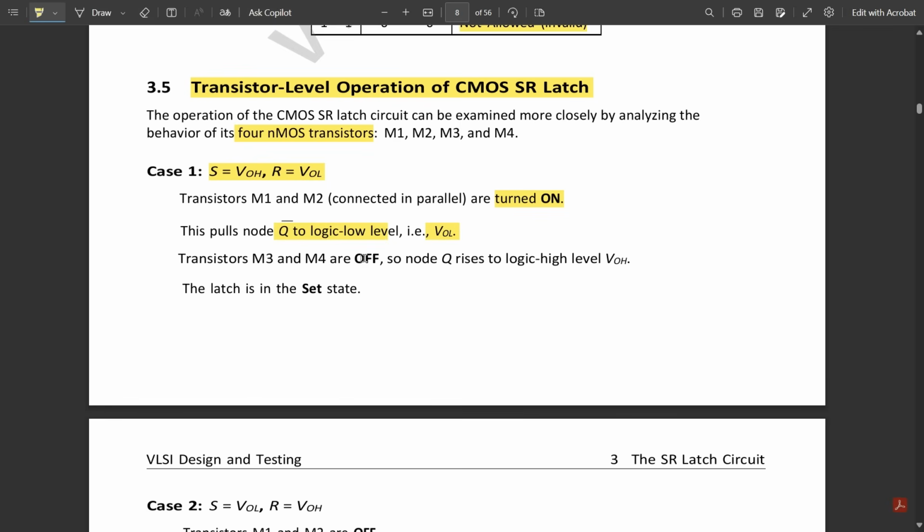The transistors M3 and M4 are off, so node Q rises to logic high, that is VOH. So Q would be logic high and its complement Q bar would be logic low. Then the latch is in the set state.